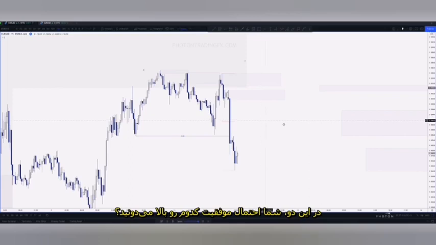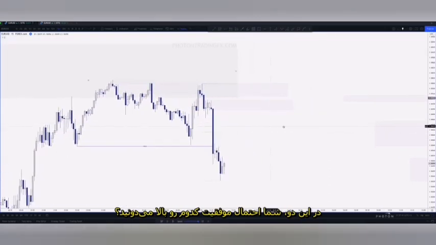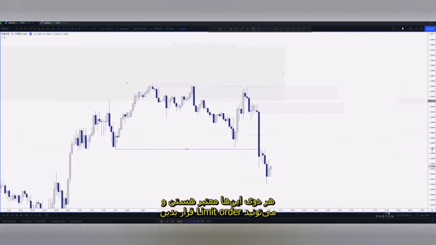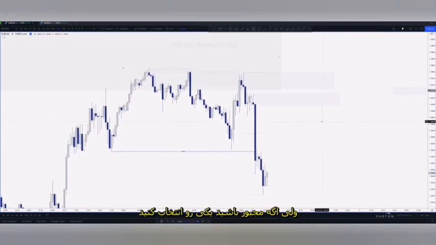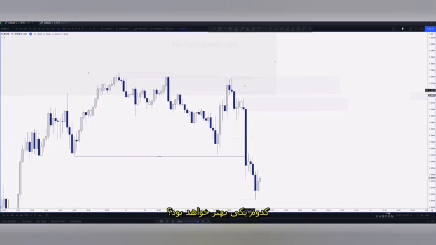Now, out of these two zones, which one do you think is the highest probability? Because they are both more than valid and you can whack a limit order on both. But if we had to pick one, we are going to use the liquidity concepts that we understand, right? Which one is going to be better?